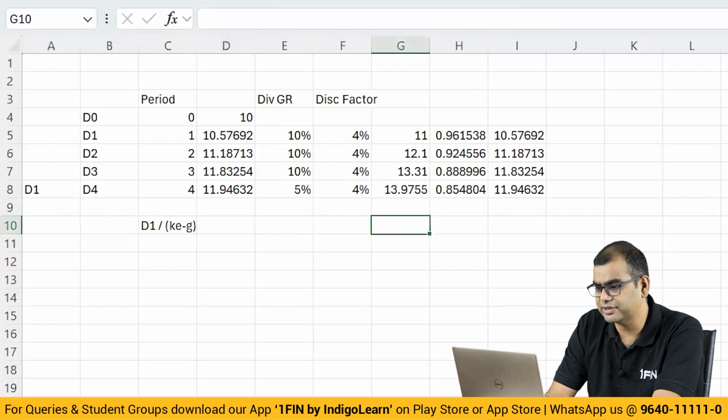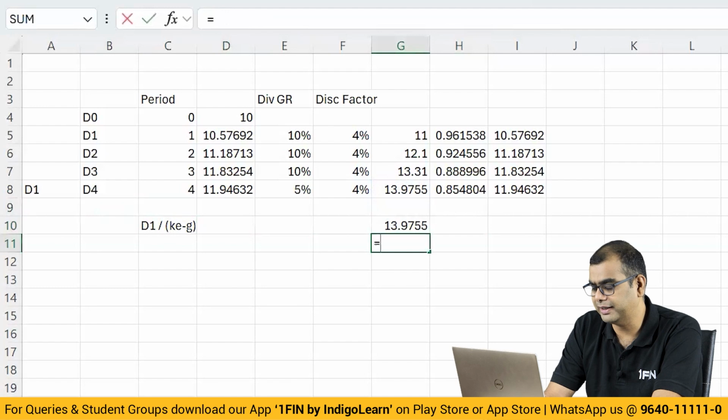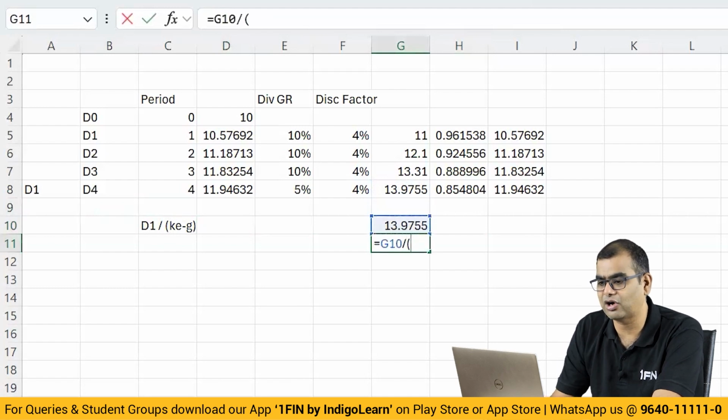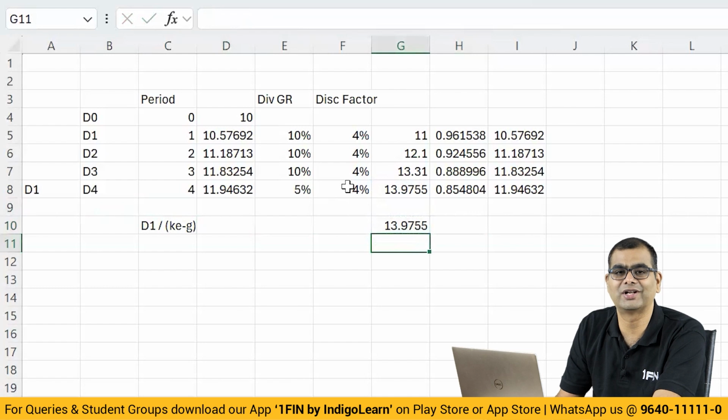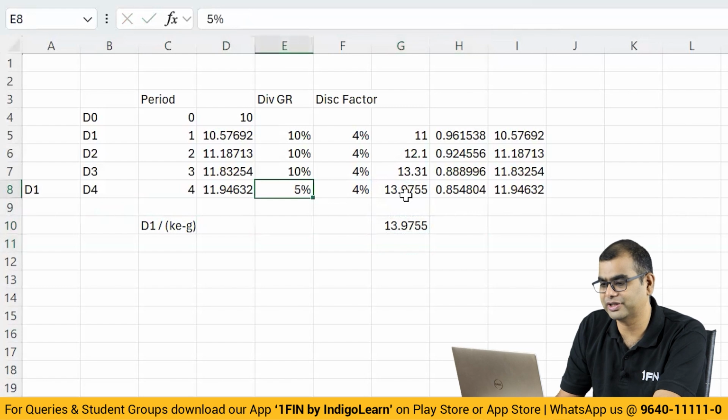That year's dividend is how much? That year's dividend is 13.9755. 13.9755 divided by KE minus G. What is KE here? KE, cost of equity, cannot be less than your growth rate. Okay. Cost of equity has to be higher than the growth rate. So, instead of 5%, let me take this as 3%. Okay. If I take this as 3%, obviously things will change.